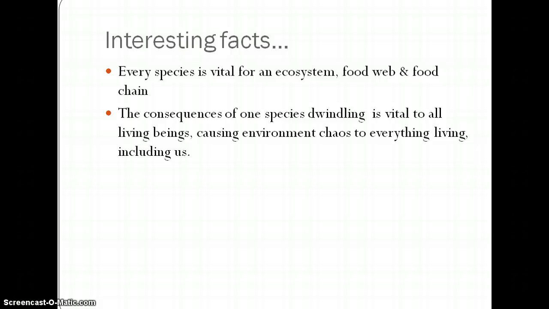Here are some interesting facts. Every species is vital for an ecosystem, food web, and chain. The consequences of one species dwindling are vital to all living beings, causing environmental chaos to everything living, including us.